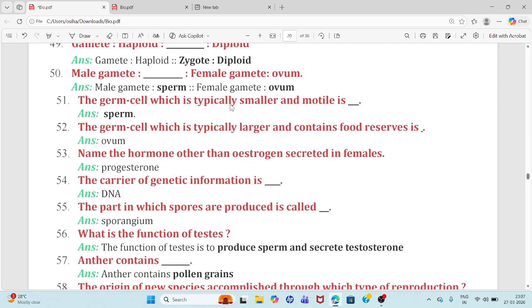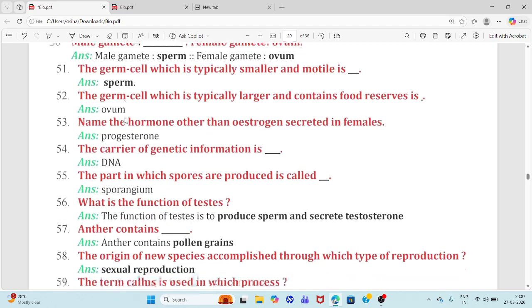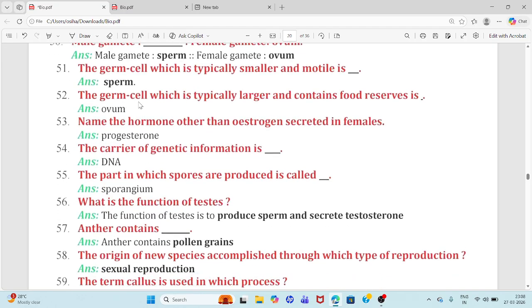The germ cell which is typically smaller and motile is sperm. The germ cell which is typically larger and contains food reservoirs is ovum. Name the hormone other than estrogen secreted in females. Progesterone. The carrier of genetic information is DNA.